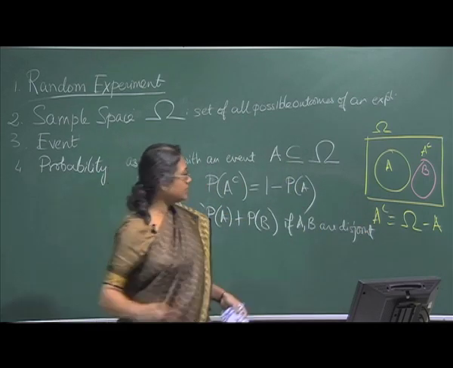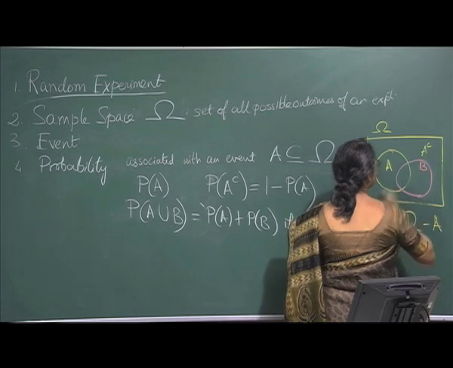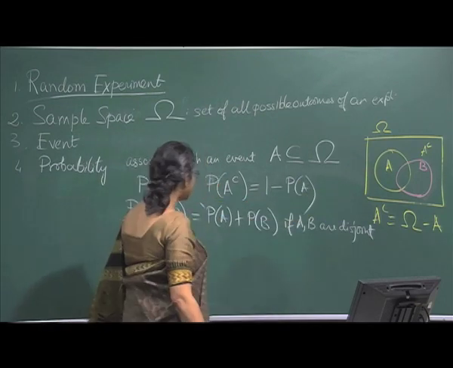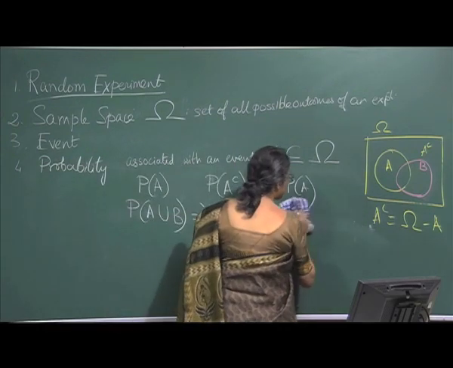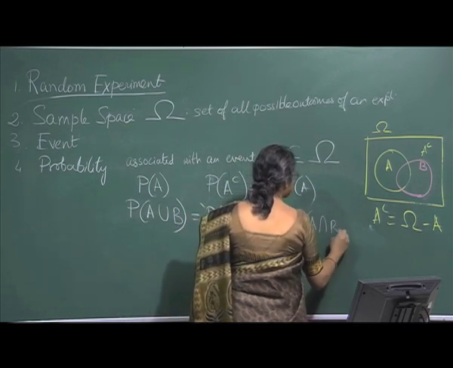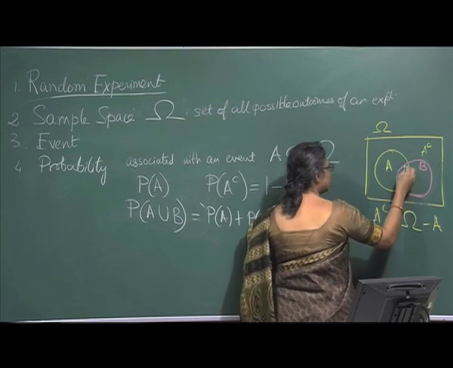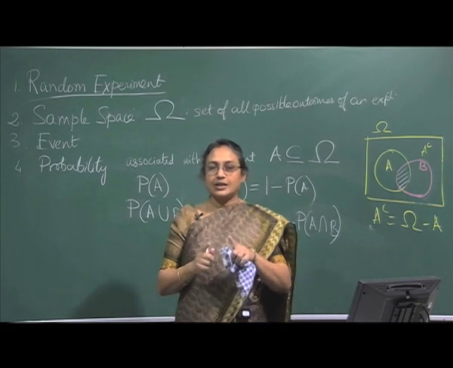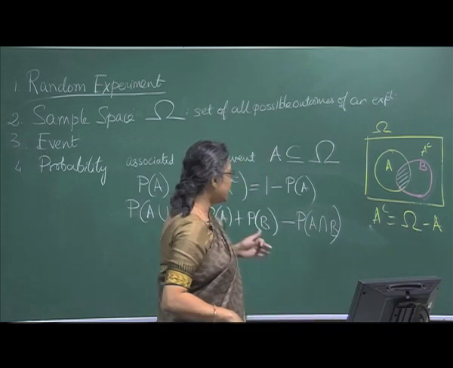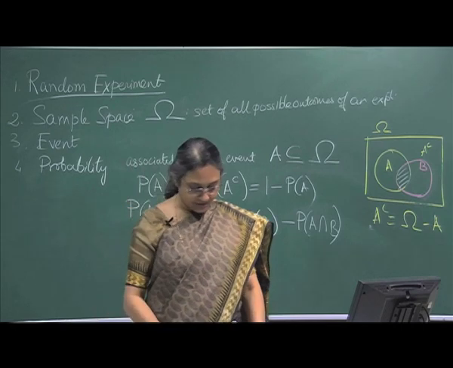However, A and B may not be disjoint. In that case, B is another subset of the sample space, A is a subset of the sample space, and the probability of A union B in the more general case will be P(A) plus P(B) minus the probability of A intersection B. Because when you take the probability of A, you are counting this region, and when you take the probability of B you are also counting the same region. So, the probability associated with the intersection of A and B gets counted twice. That is why you need to subtract it.